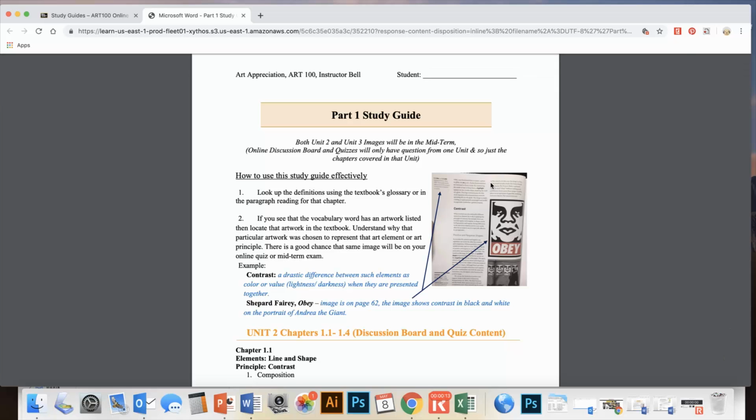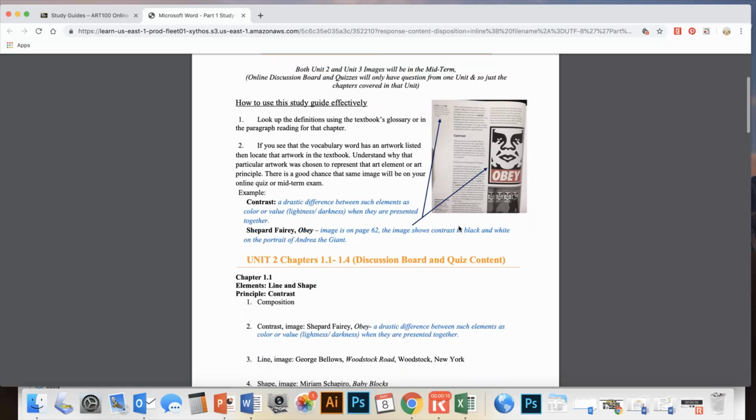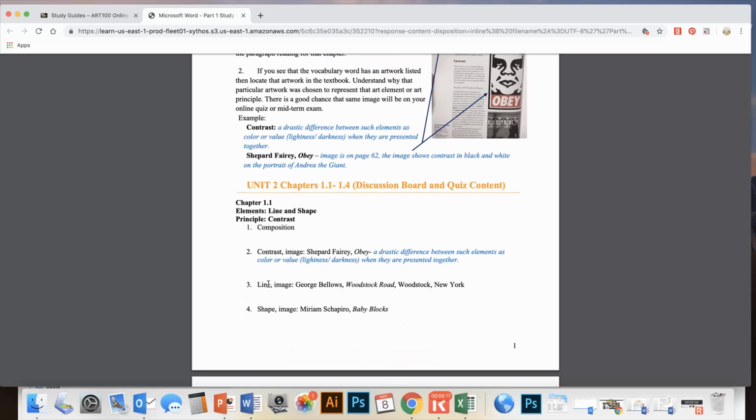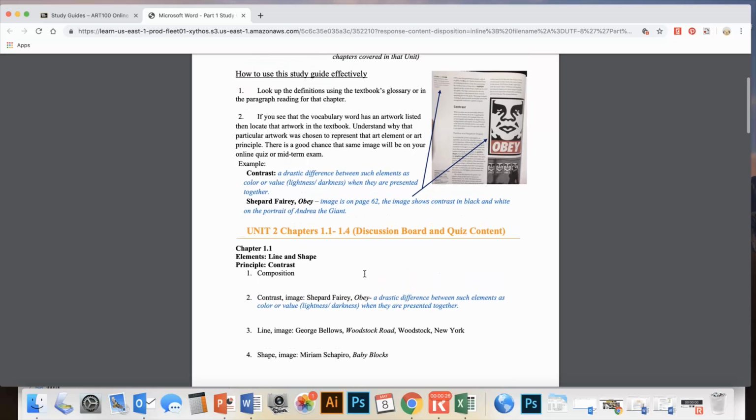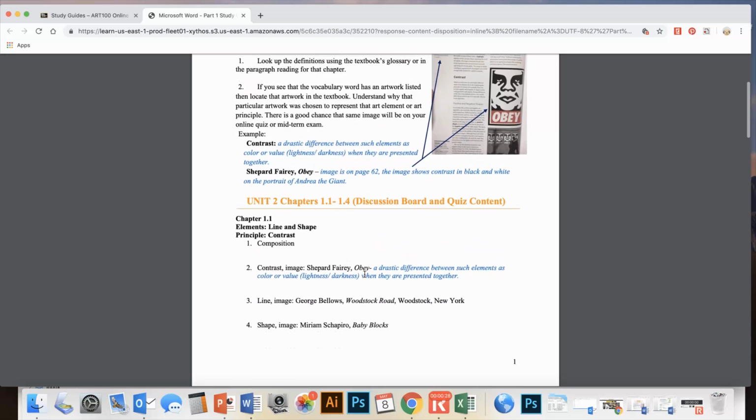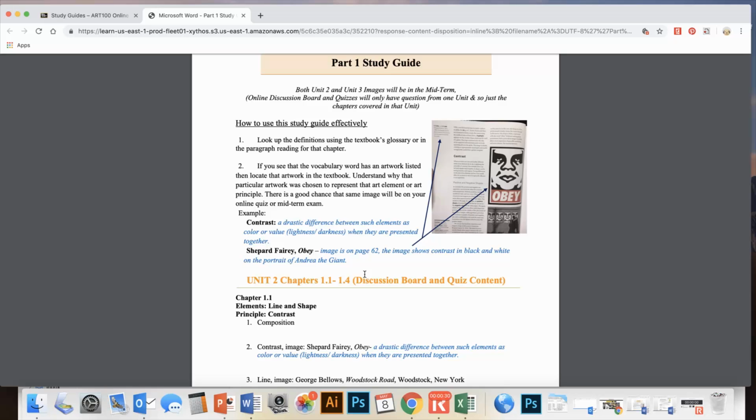One is there's a list of vocabulary, and then the other is some of the vocabulary have an image, which is the title is italicized. So what that means is you're going to have the vocabulary after you look them up using the glossary.